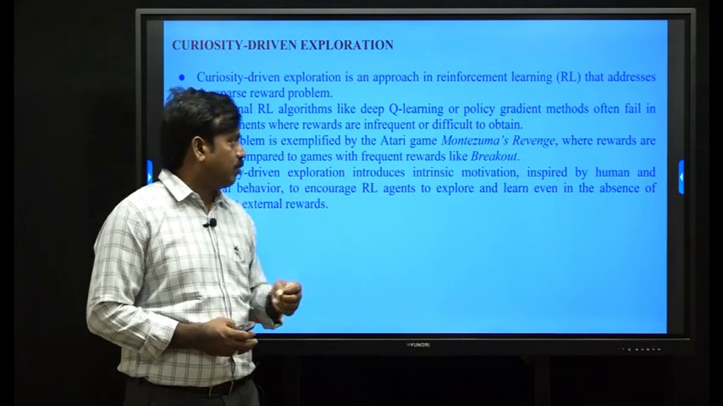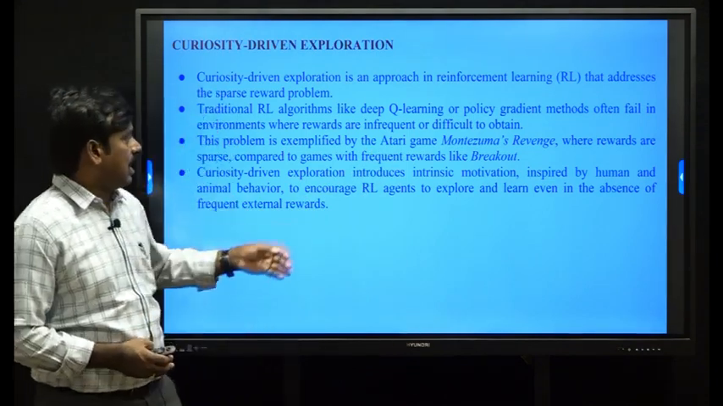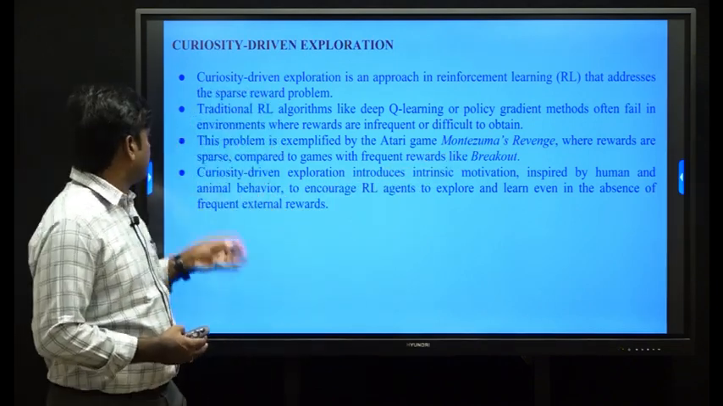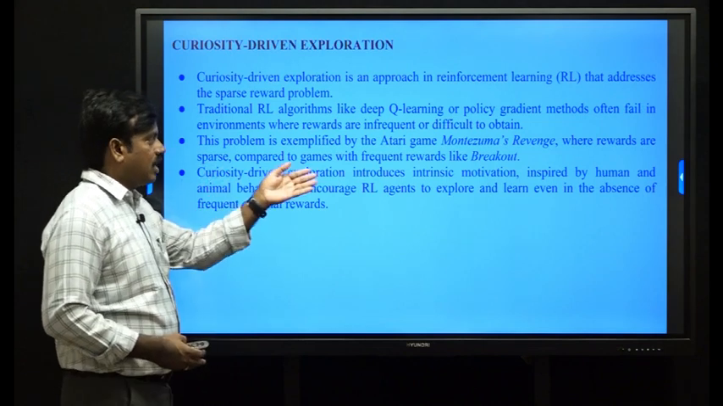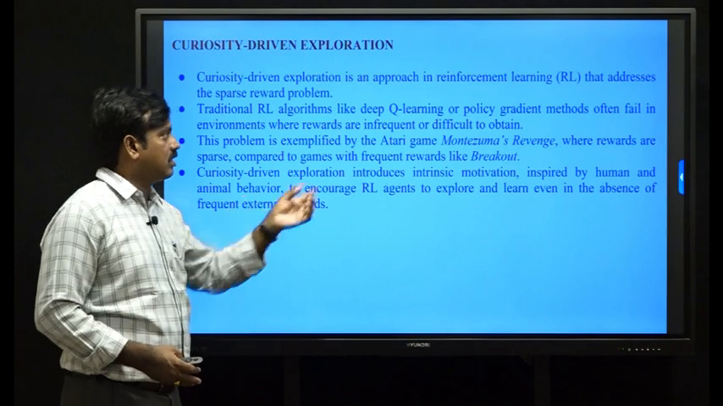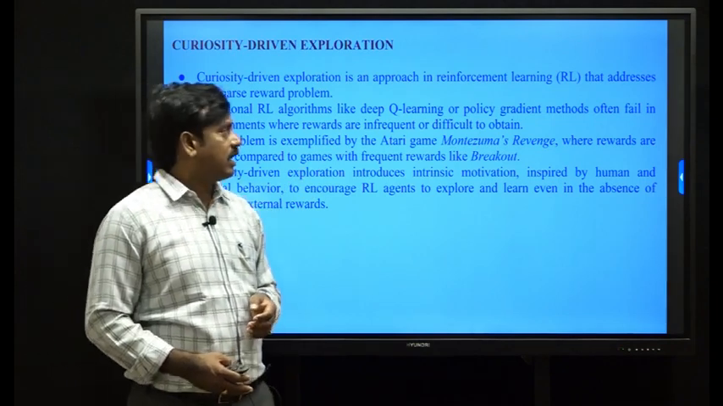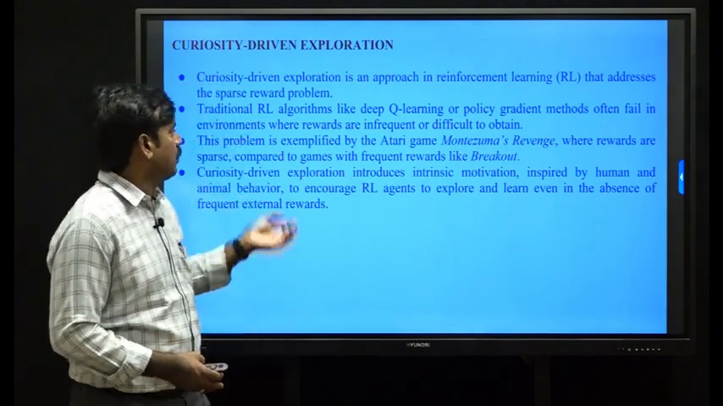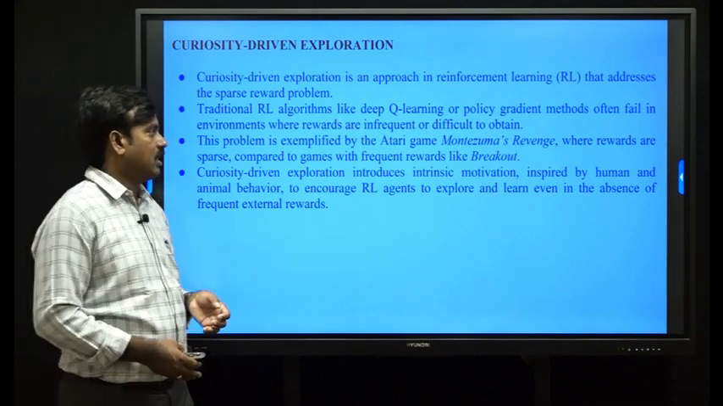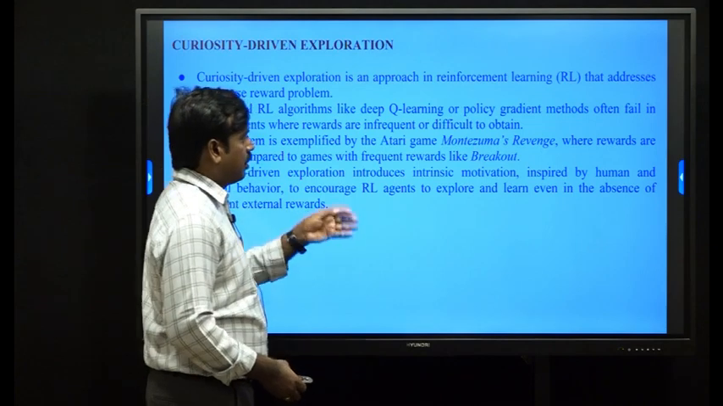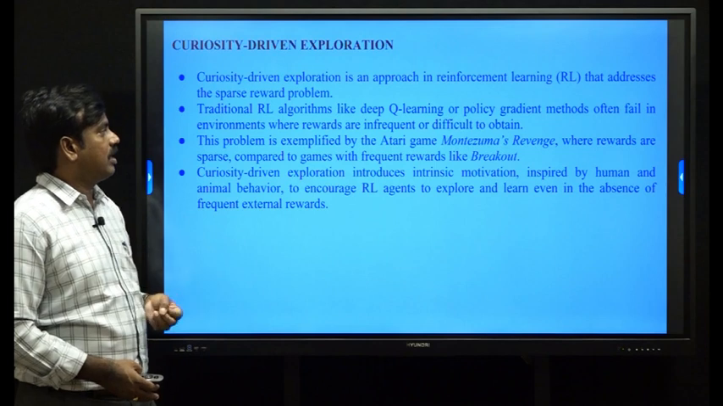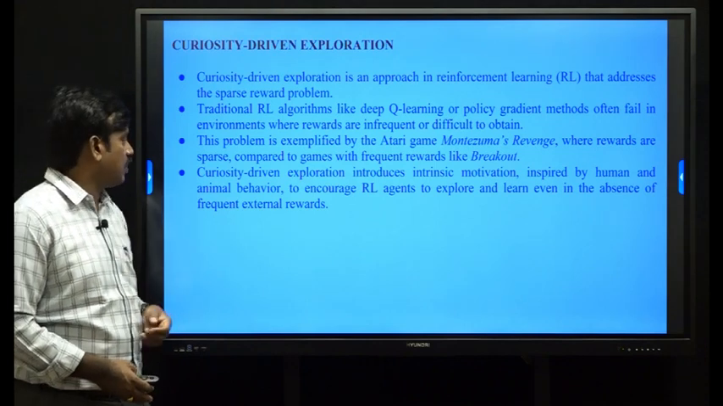infrequent reward environments. In the Atari game Montezuma's Revenge, the rewards are sparse compared to games with frequent rewards like Breakout. Q-learning and policy gradient approaches do not give the best results the way they do with frequent rewards like Breakout. So we need another approach to solve the sparse rewards problem.